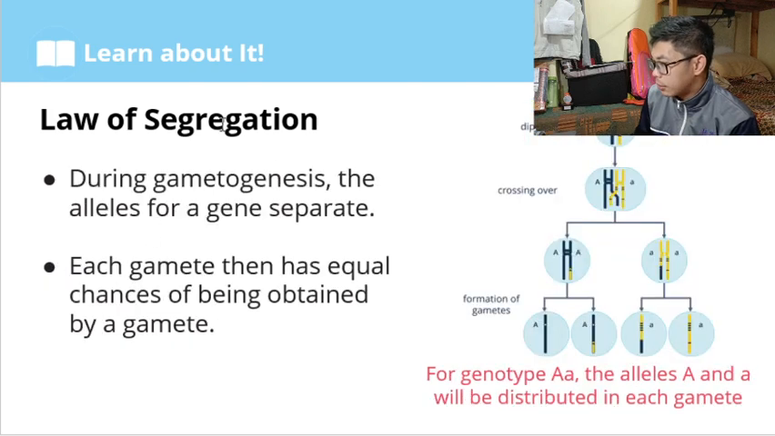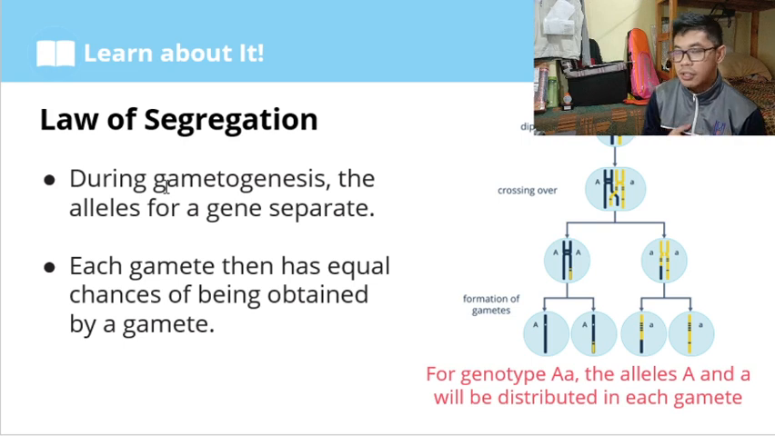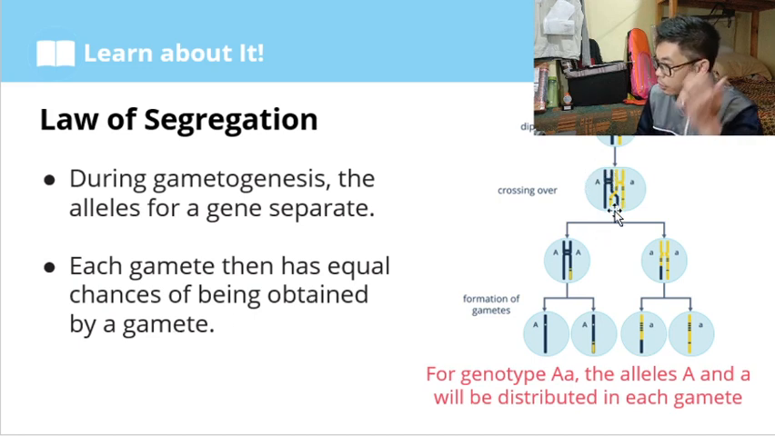So, dito, during the law of segregation, during gametogenesis, if you can still remember the term gametogenesis, this is the formation or the creation of your gametes. For males, you have your spermatogenesis, and for the females, you have your oogenesis. So, depende, each gamete has equal chances of being obtained by a gamete. So, ito A and B. Tapos, nag-crossing over, ito na yung combination dito, tapos afterwards, meron ding uling combination.